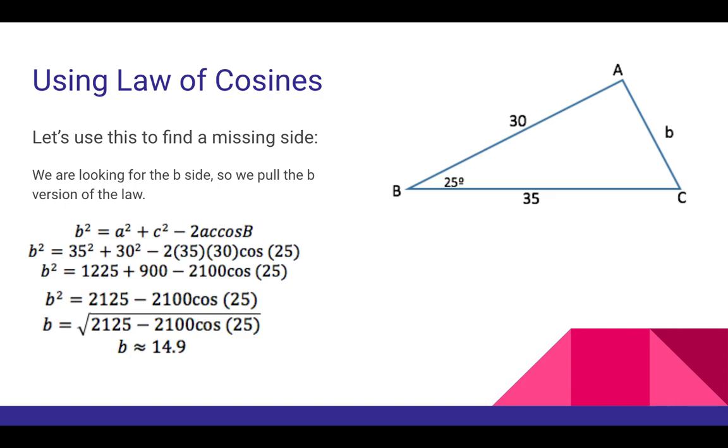Now, you guys might be thinking, hey, whoa, hold on. Why did you not put b in absolute value bars? Well, I'm finding the length of a triangle side. Is there any possible way that b could equal a negative number? Nope. So then we know we're getting one answer. That's it. Done. So I did my calculation, and I got that little b is about 14.9.